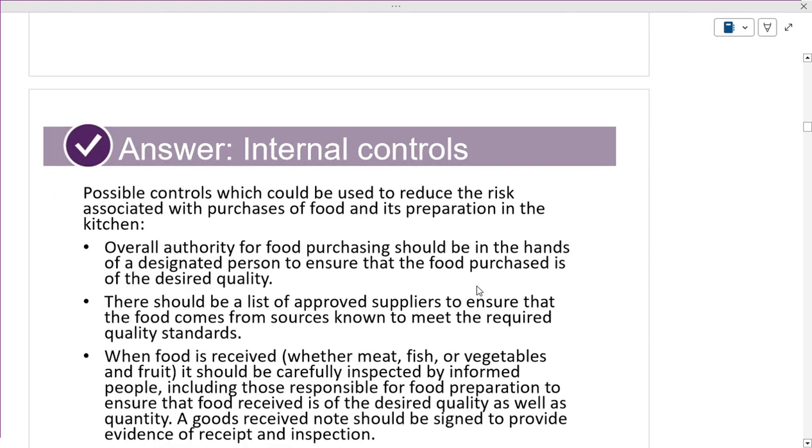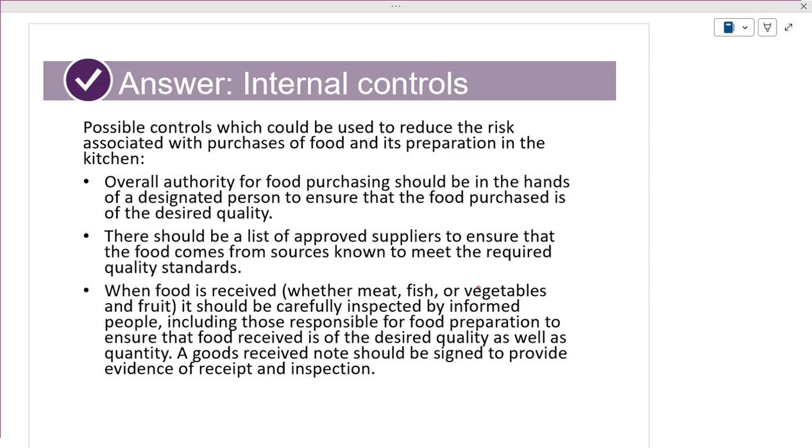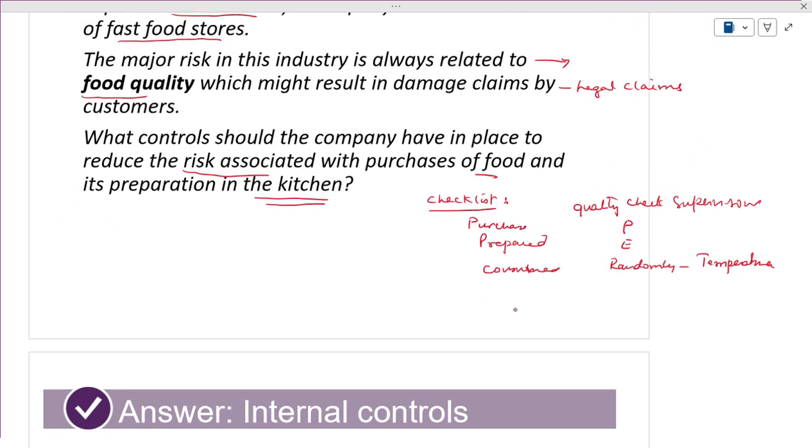Very interesting thing. What are they saying? They are asking what are the controls which could be used to reduce the risk associated with purchase of foods and its preparation. What is the question they are asking? They are talking about two things: purchase of the food inputs, and preparation in the kitchen. List of suppliers is very important. You have to place the orders from the list of registered suppliers only. We cannot place the order from XYZ.